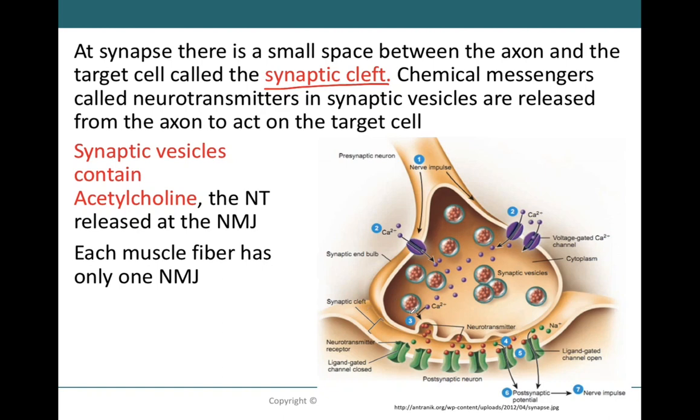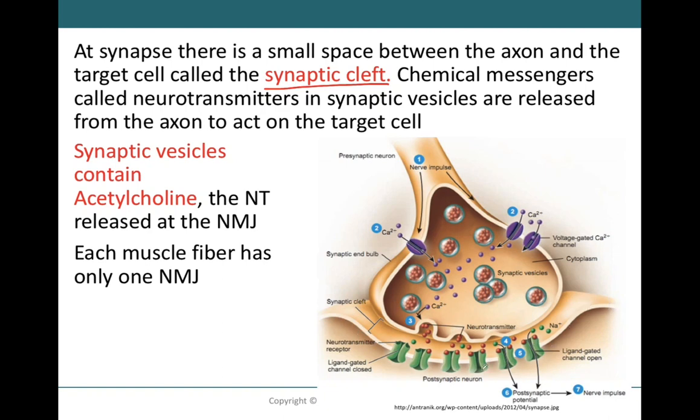So these vesicles containing acetylcholine are going to fuse with the membrane of our axon terminal and release their acetylcholine into this synaptic cleft. When acetylcholine has been exocytosed into the synaptic cleft, this is going to allow acetylcholine to interact with certain receptors, which will affect different channels that can be found in the postsynaptic membrane, which can also be called the sarcolemma in this example.